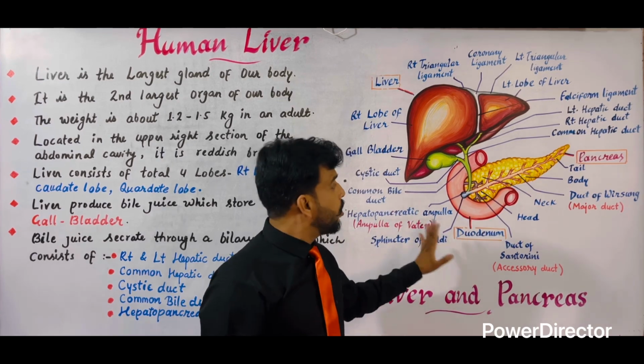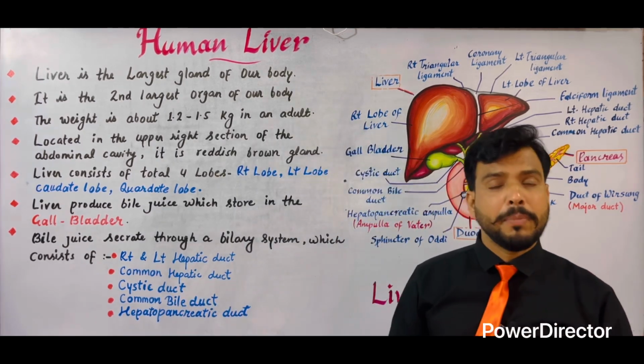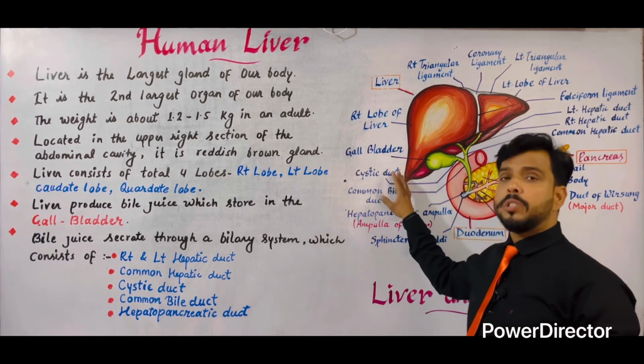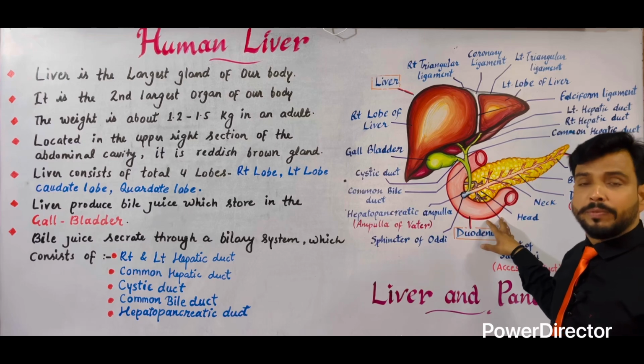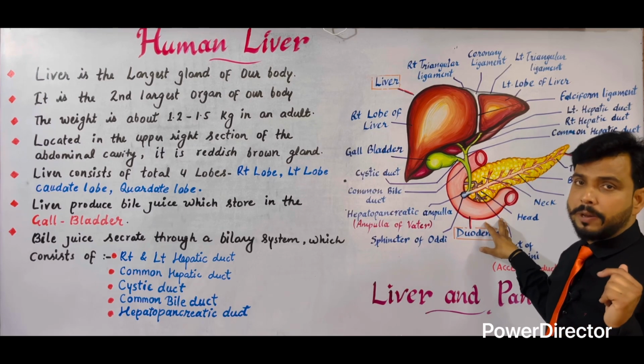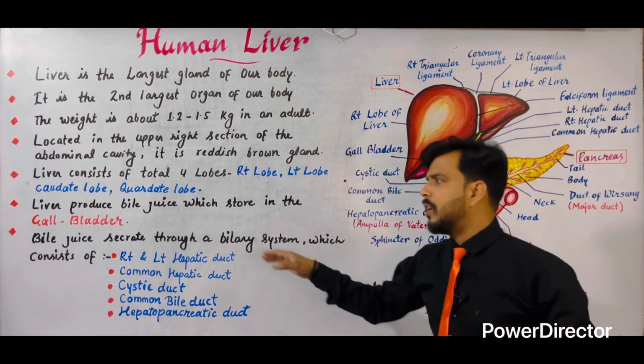of Oddi. So this is the biliary system by which our bile juice is stored in the gallbladder and reaches the duodenum, the initial part of the small intestine, and helps in digestion. So it was a basic information.